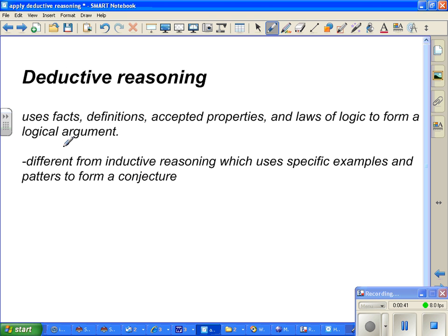Deductive reasoning, what is it? Using facts, definitions, accepted properties, and laws of logic to form a logical argument. In deductive reasoning, we are proving things in general. We're trying to solve things in general, whereas in inductive reasoning, we were dealing with just specific cases. But in deductive reasoning, we're using properties and all sorts of things to argue things in general. Again, it says down here, it differs from inductive reasoning, which uses specific examples. We're working with things in general, and you'll see what I mean as we get going here.